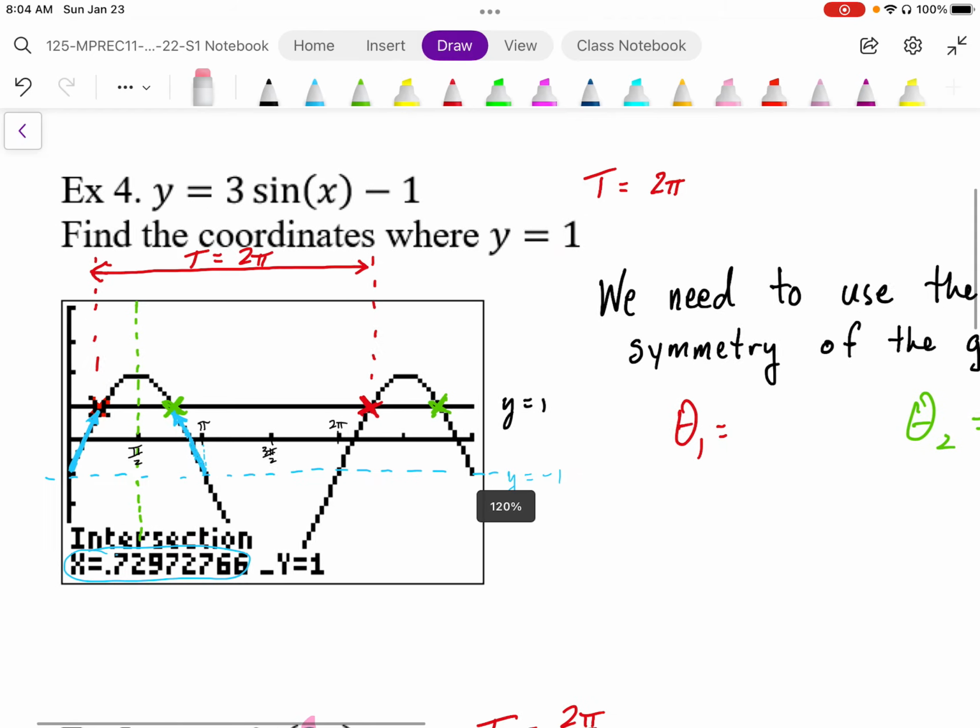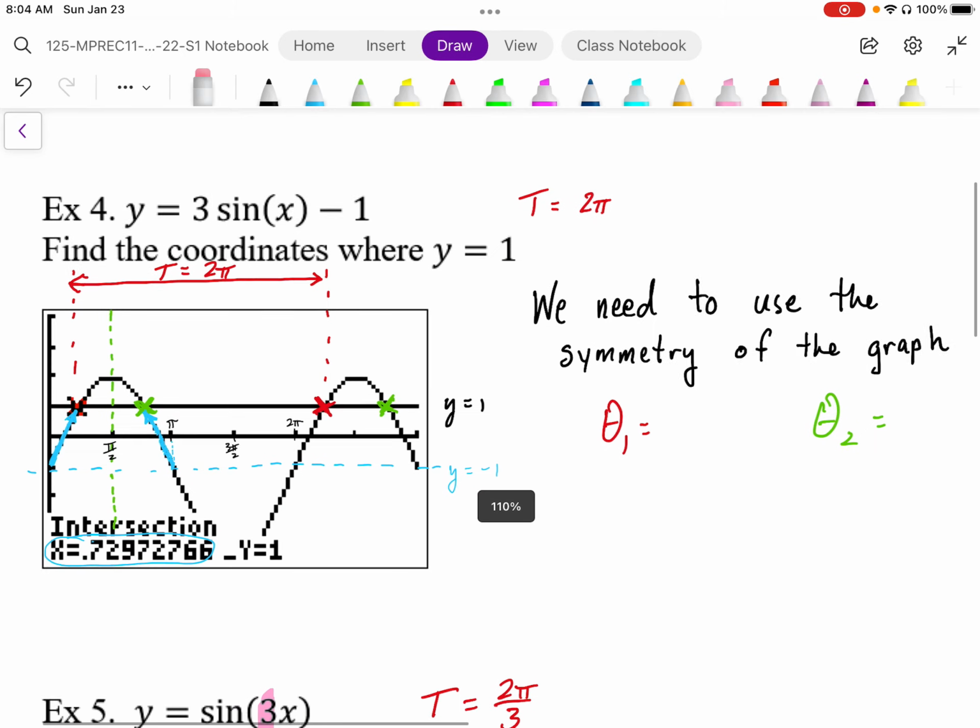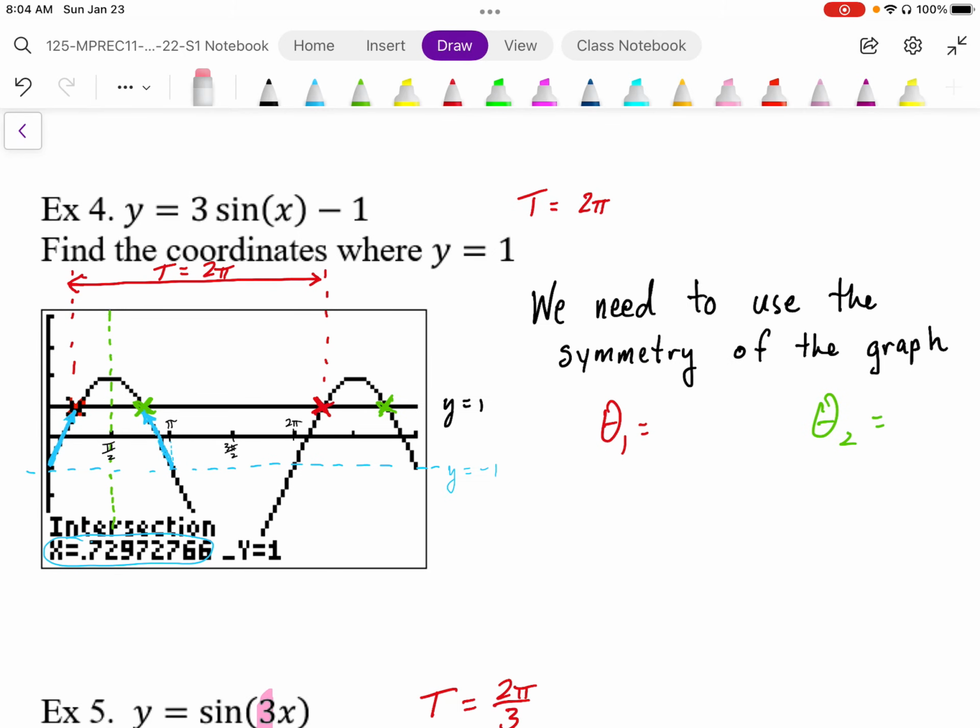And the first thing we need to establish is what the period is. So based on the b value, in this case the b value is 1, we can establish that the period of this function is 2 pi. So when we take a look at that first coordinate at 0.73, we know that the next coordinate is going to be over 1 period, or 2 pi.